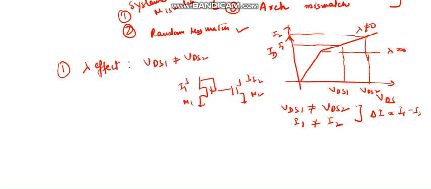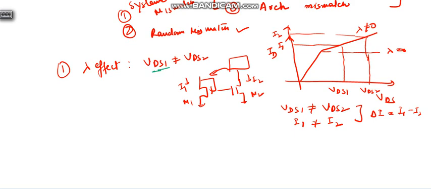So in the previous video we discussed the lambda effect, or mismatch due to mismatch in VDS1 and VDS2. So why are both VDS not the same? Because here the circuit is different from this circuit. That is the reason there is a mismatch. Now suppose we want VDS1 equals VDS2, then what do we have to do?